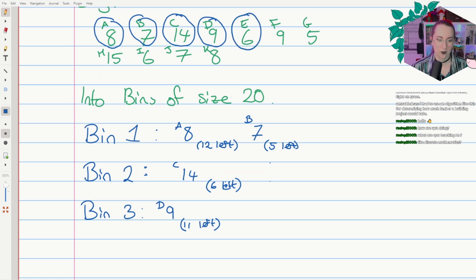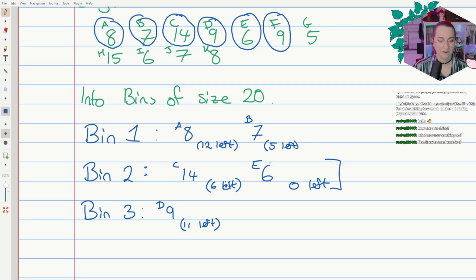Then we look at E. Bin 1 has 5, so E isn't going to fit. Bin 2 has 6 left, so E is actually going to fit in that, and we're going to have 0 left. So bin 2 is full. We have perfectly filled bin 2. Nothing else is going to go inside of that, so we can stop considering bin 2 in this system.